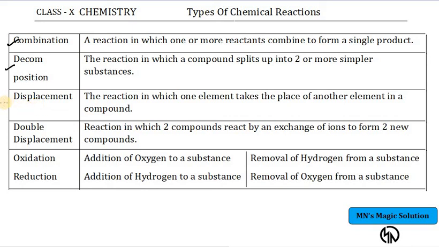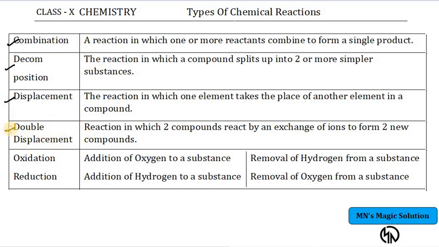The next ones are displacement and double displacement. In these, one element occupies the position or place of another element. If it's only one element that's making the movement, then it is displacement. If two elements move and ions get exchanged, then you call it double displacement.